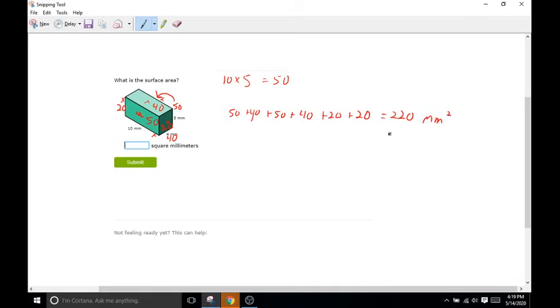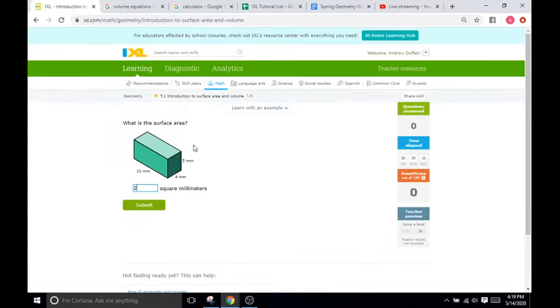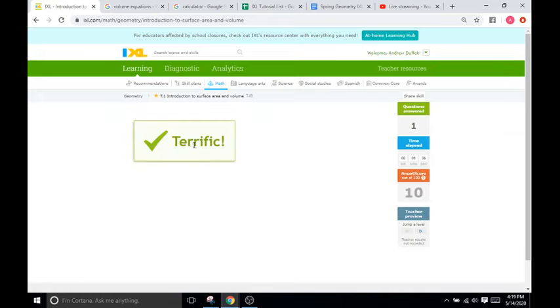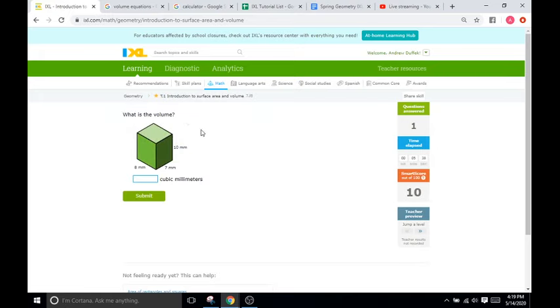Remember, for area, our units are always going to be squared because we're dealing with two dimensions. I know this is a 3D object, but we're not trying to find the volume. We're trying to find the area or surface area. So we're just trying to find how much space there is all around this thing. It's a 2D type thing. So we'll type in 220. There we go.